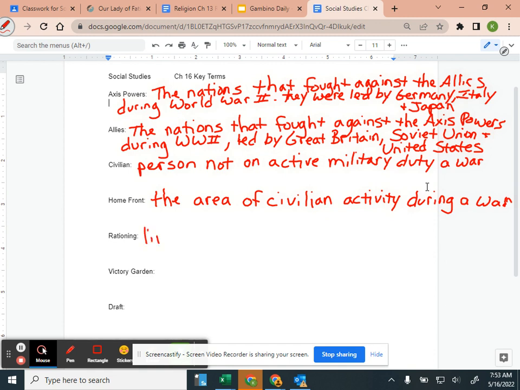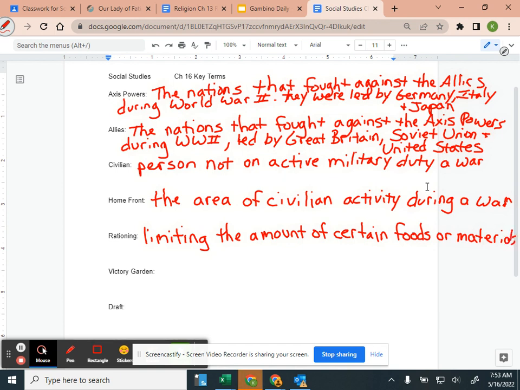Rationing. We have some recent experience with rationing. It is the limiting of the amount of certain foods or materials that one is allowed to purchase. What have we had rationed in recent times, Gabby?